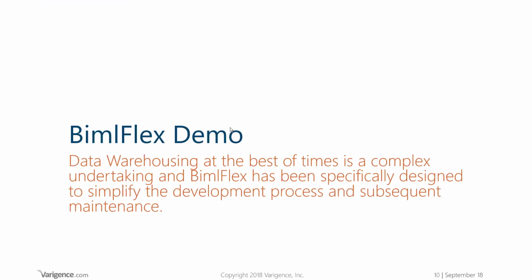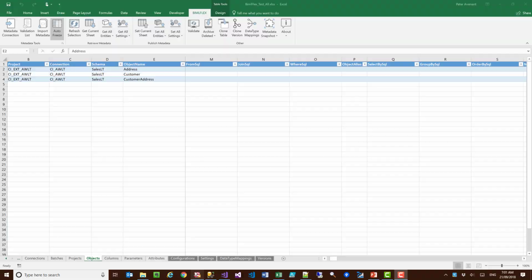So let me go ahead and show you in BimlFlex how we would do this. What we're going to do is create that scenario where we have one customer and two address satellites. So again, I'm starting at the same point. I've just got the metadata for the customer address and address in here. And what I really want to do is create two more address attributes, one for shipping address and one for main office address.